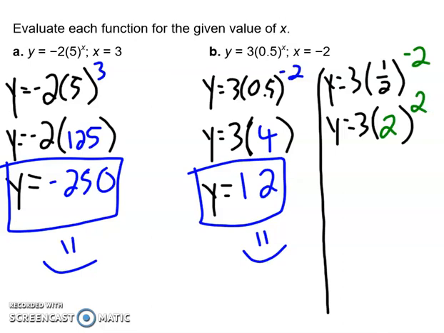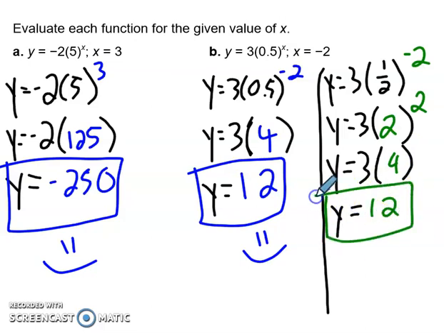So now look at that. We still get the same value. 2 squared is 4. And y is going to be equal to 12. And that should match up. And it does. Sweet. Nice job, folks. So it's six of one, half a dozen of the other.